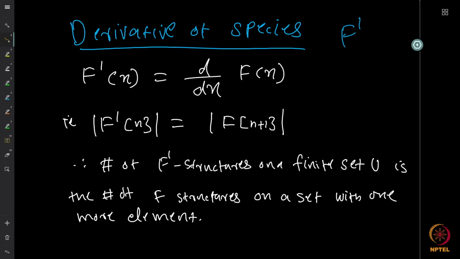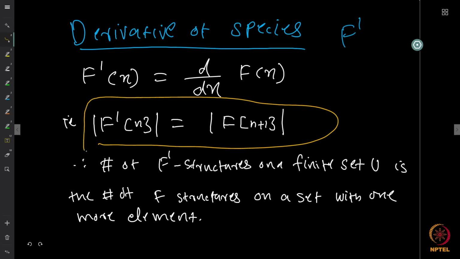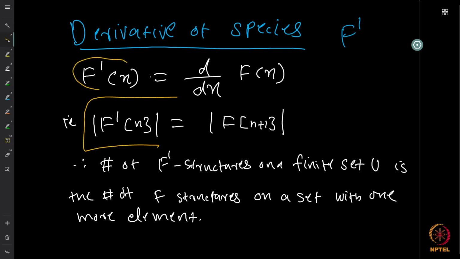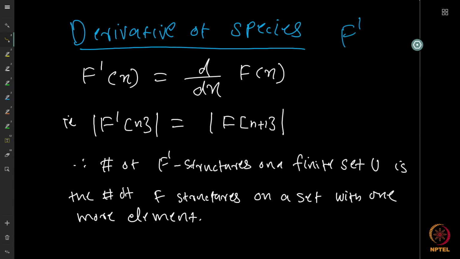Therefore, what we want is to make sure that this property holds. Then only the generating function here will satisfy this equation, right? We want to make sure that this number game is perfectly matched. So the number of f prime structures on a finite set U is the number of f structures on a set with one more element, because we are looking at the set with one additional element, right?